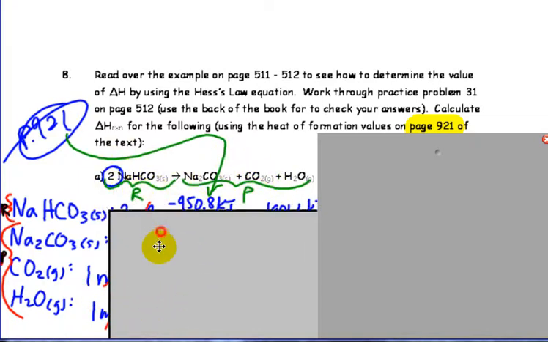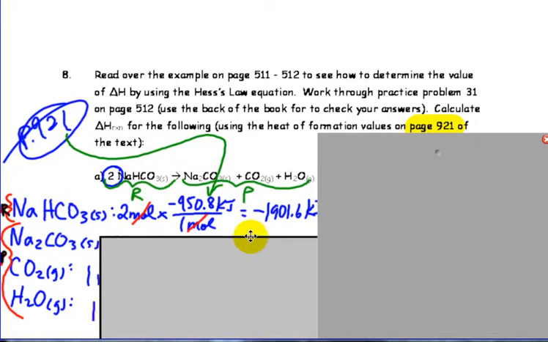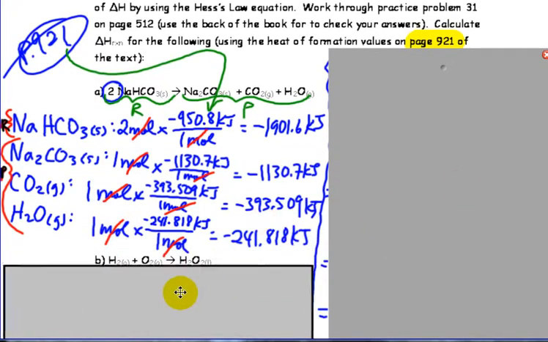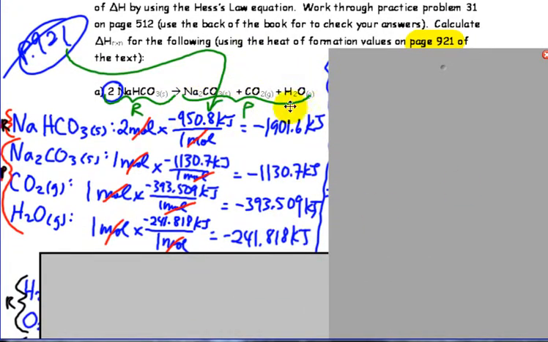But for sodium bicarbonate, I have to multiply that number from the back of the book by 2. If you look at your enthalpy of formation sheet, you'll see that sodium bicarbonate is negative 950.8 kilojoules. I doubled it because we have double, negative 1901.6. And then the rest of these are simply multiplied by 1 mole because I have 1 mole. 1, 1, 1. So the numbers we find in the back of the book are the numbers that we're using there.